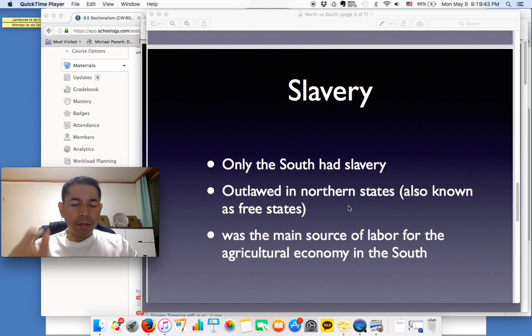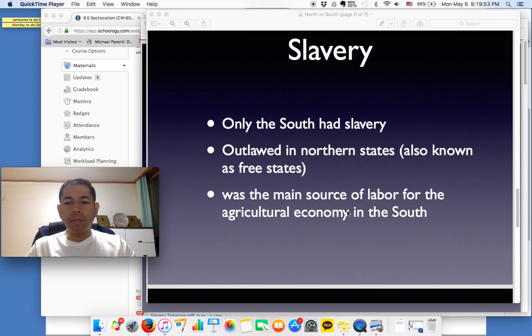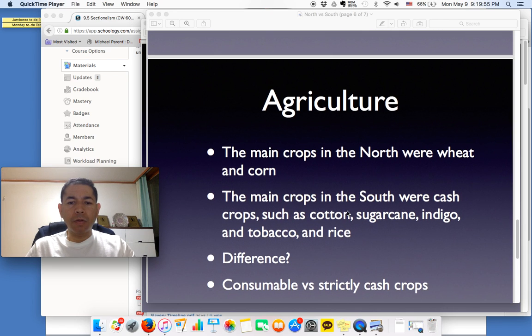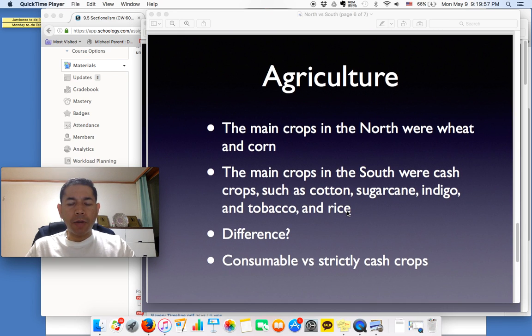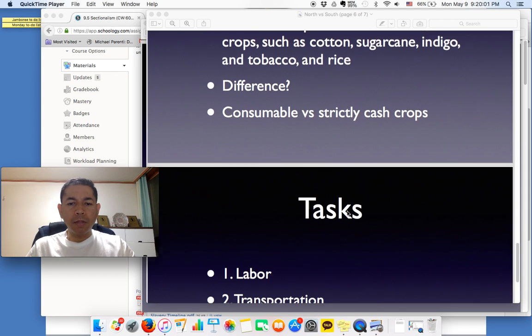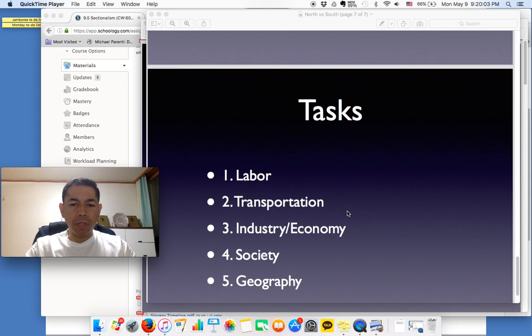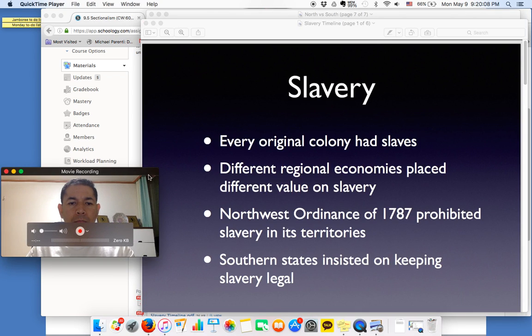because the northern states had outlawed slavery in one way or another, only the South had slavery, and this was a major source of their labor. And so we know that their economy depended on agriculture, so thus their dependence on cheap labor. And this is what we worked on last week. So I'm going to go ahead and go to the next one.